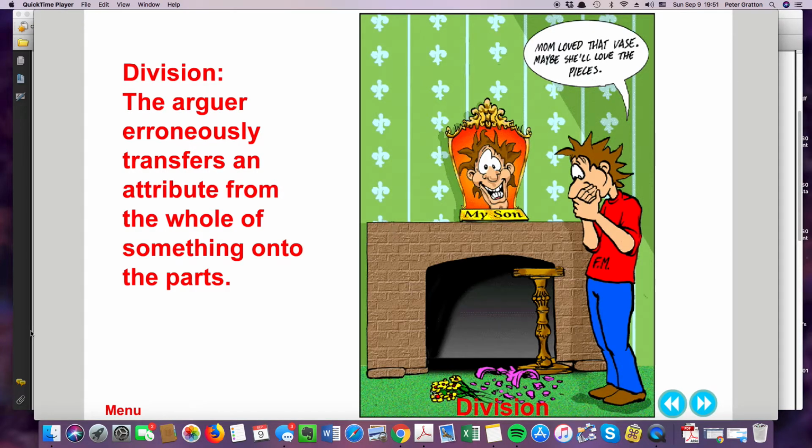Well, of course, that doesn't follow, right? She's not going to like the pieces because what she liked was the vase as a whole, right? It doesn't mean that love transfers to each of the little pieces. So the arguer erroneously transfers an attribute from the whole of something onto its parts.